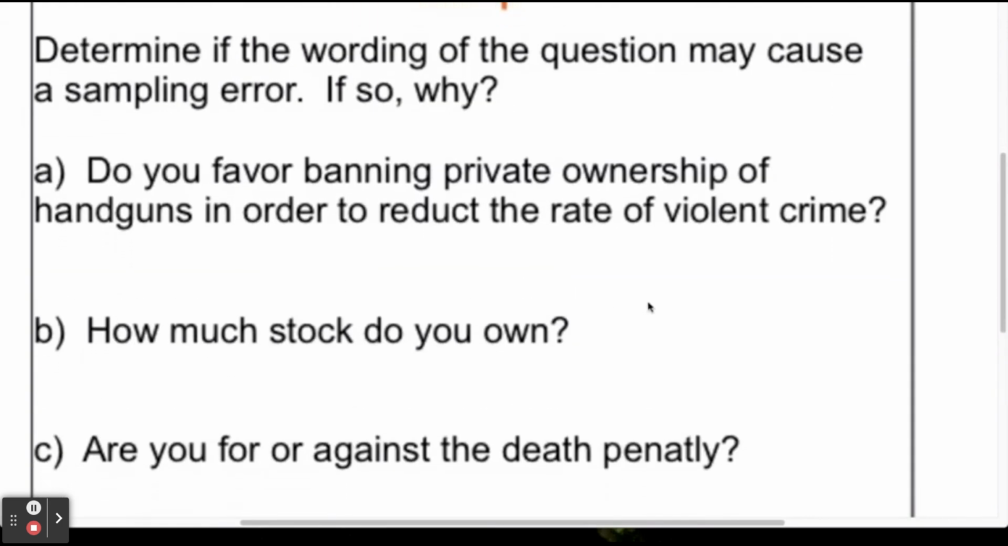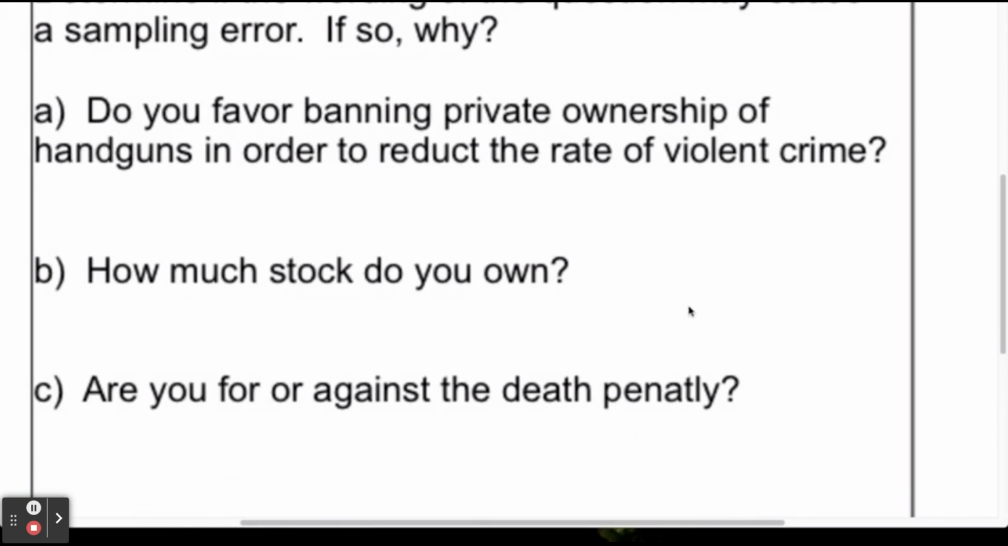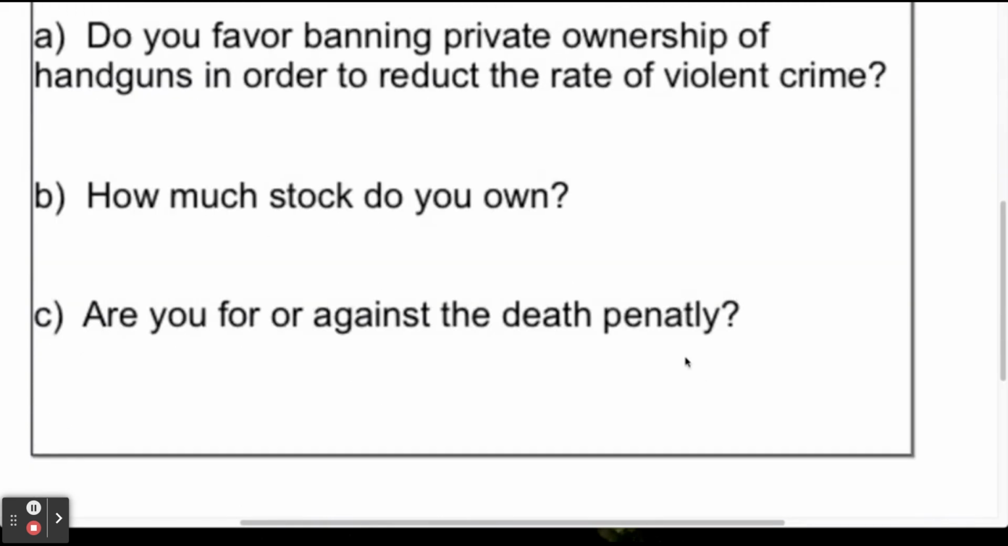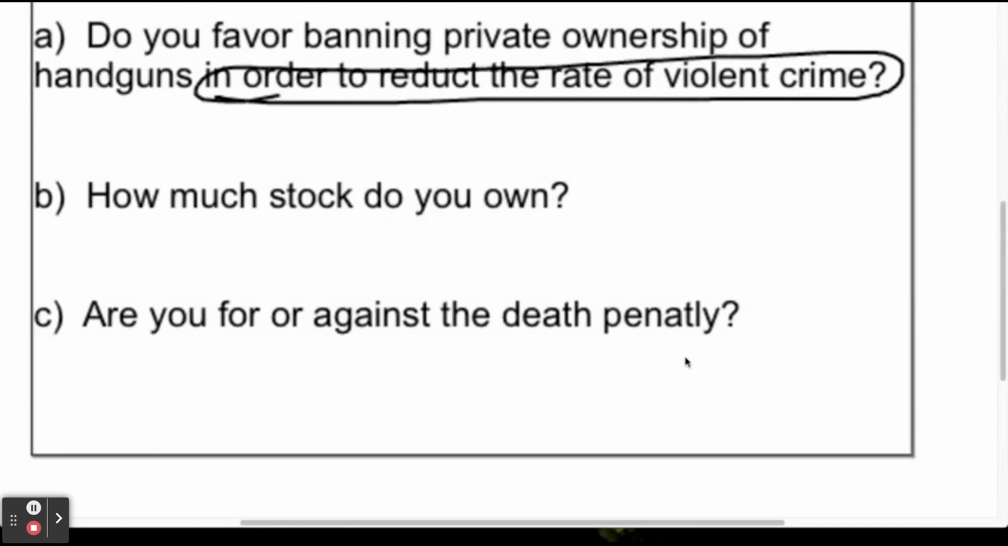Determine if the wording of the question may cause a sampling error, so why? It says, do you favor banning private ownership of handguns in order to reduce the rate of violent crime? Okay, so this first one is an example of a sampling error, and the reason why is that last part there. Okay, whether that may or may not be true is beside the point. So you might have a study that has shown that if you ban private ownership of handguns, it is going to reduce violent crime.